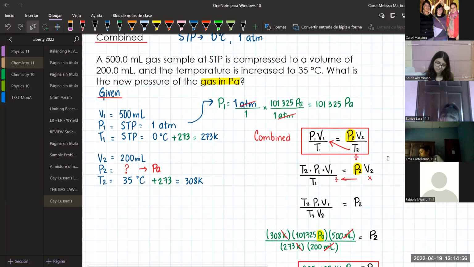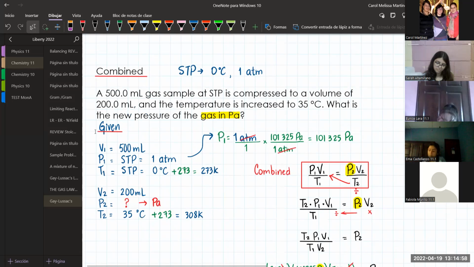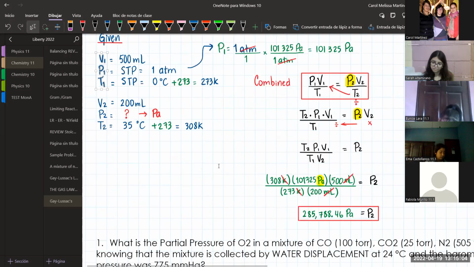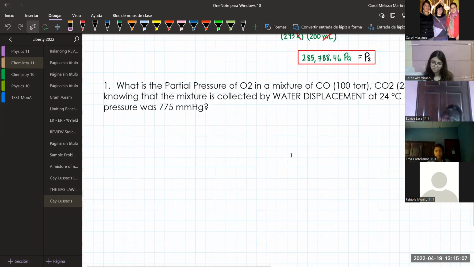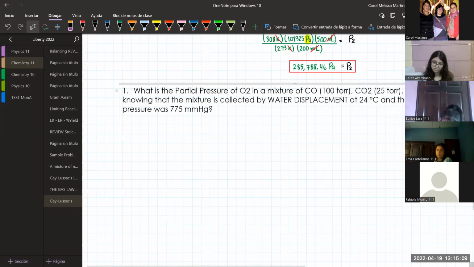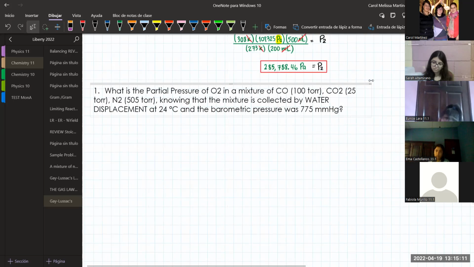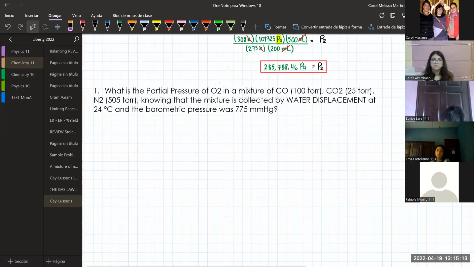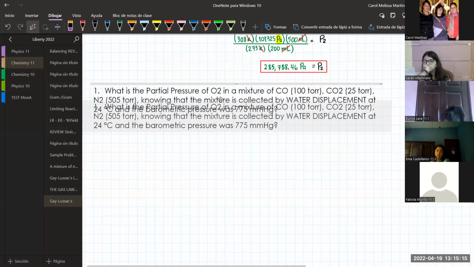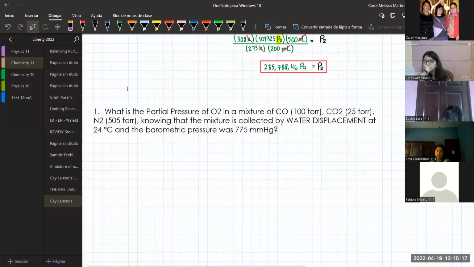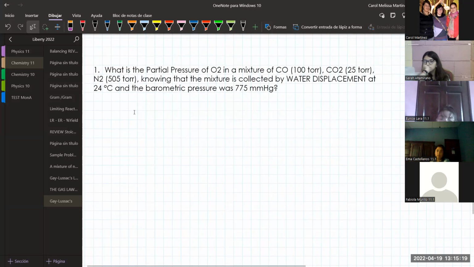So in combined, as I told you how to recognize combined, because the three quantities are going to be related: volume, pressure, and temperature. And this one, in honor of the quiz from week 9, okay? Partial pressure, and I still wonder why.